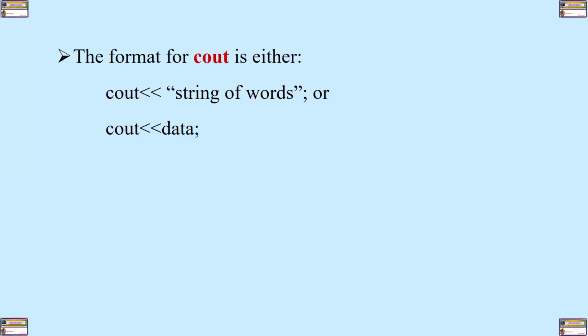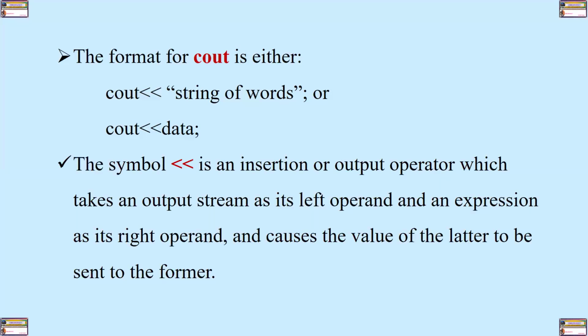Cout, then we have that operator, and data. And my dear students and the rest of the learners, note that every cout statement must be terminated with a semicolon. The operator, that one, is called an insertion operator or an output operator. What is the work of the insertion operator or output operator in a statement? This operator takes an output stream as its left operand and an expression as its right operand, and it causes the value of the latter to be sent to the former.